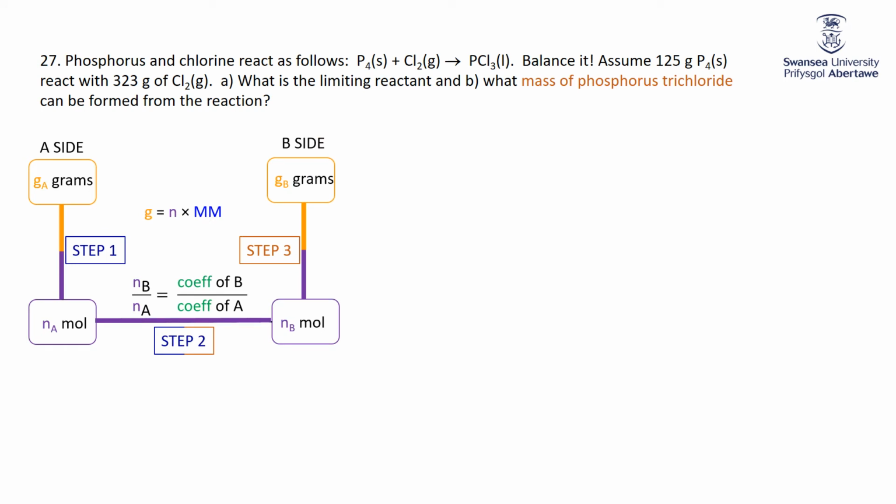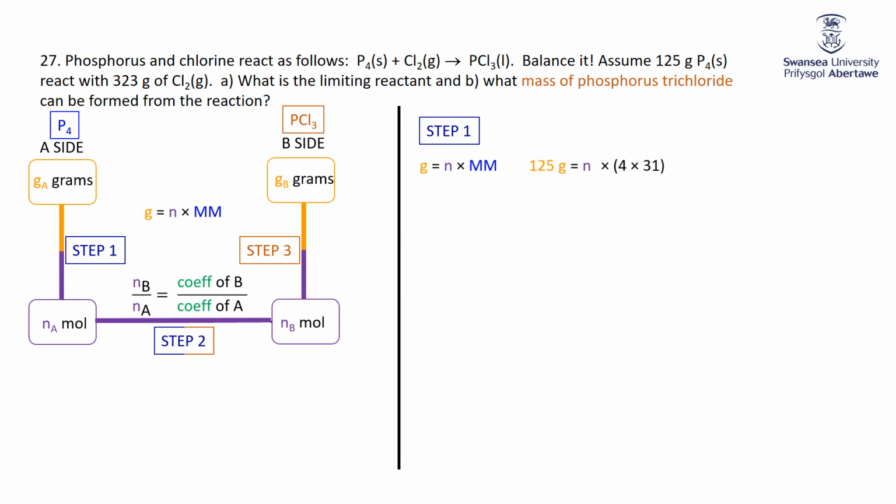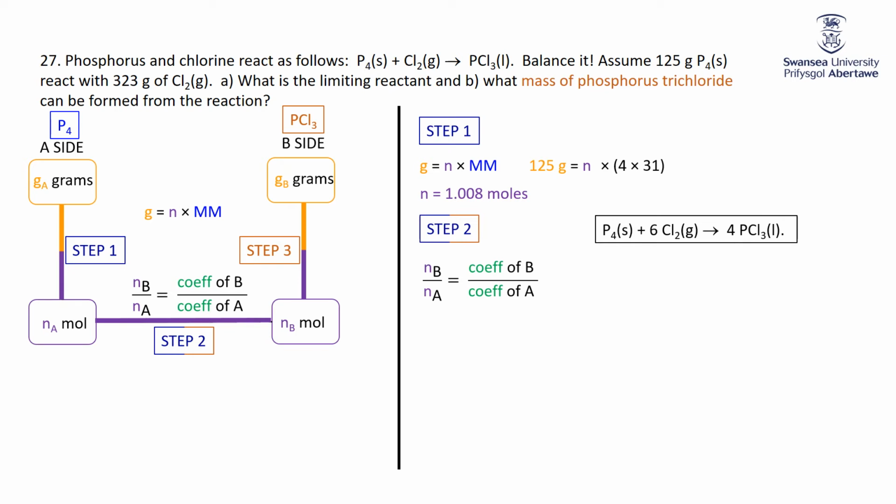So here's the step we're going to be taking. Again, grams to moles, moles to moles, moles to grams. Always PCl3 will be the B side because that's the product. And we'll start off maybe with P4 as our A side. So taking it all the way through, step 1, molar mass is 4 times 31 because it's P4, and we get 1.008 moles of P4. Step 2, got to set up the coefficients in the balanced equation. Let's do it, shall we? 4 phosphoruses, so we'd need 4 PCl3s. 4 of those would be 12 chlorines, so we need 6 Cl2s. So there's the balanced equation.